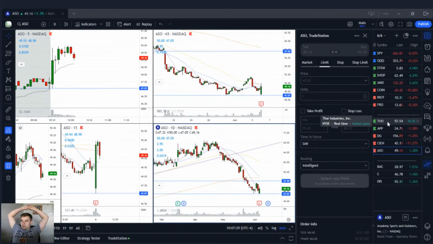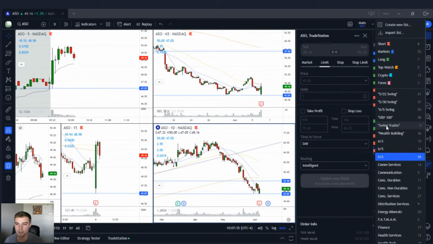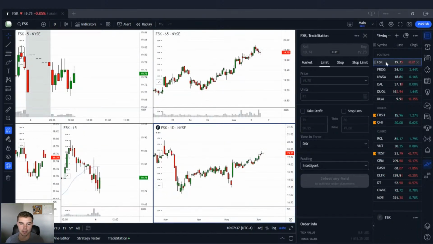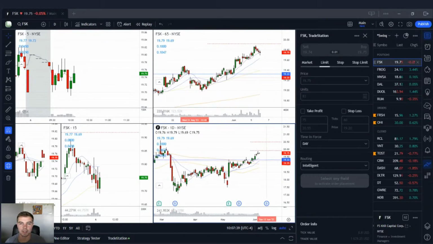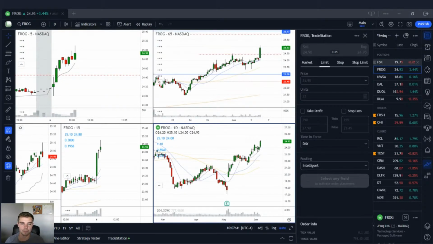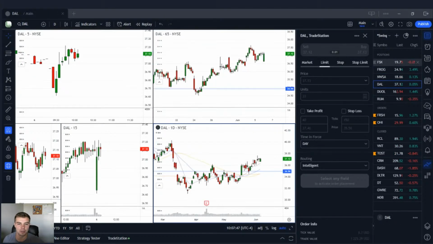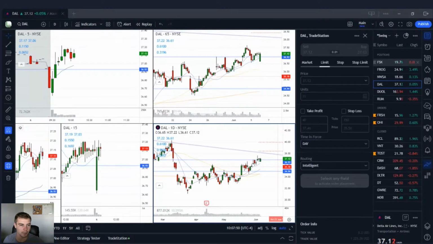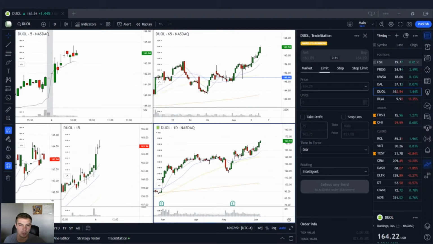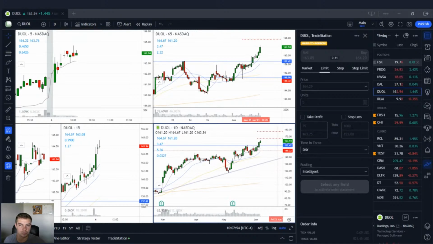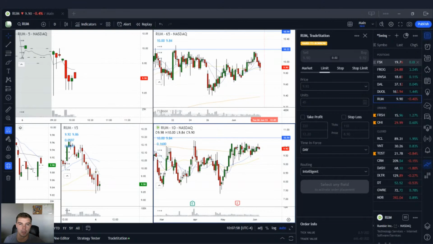So, got the order in on Disney. Not much else at the moment. Let's check out some of the swing trades and see how these guys are doing today. FSK, we need a little more for target. Ooh, the frog is having a nice big day. NWSA is not doing much. DAL, it's trying to get up there. Good stuff there. Ooh, Duolingo, almost the first target right there.